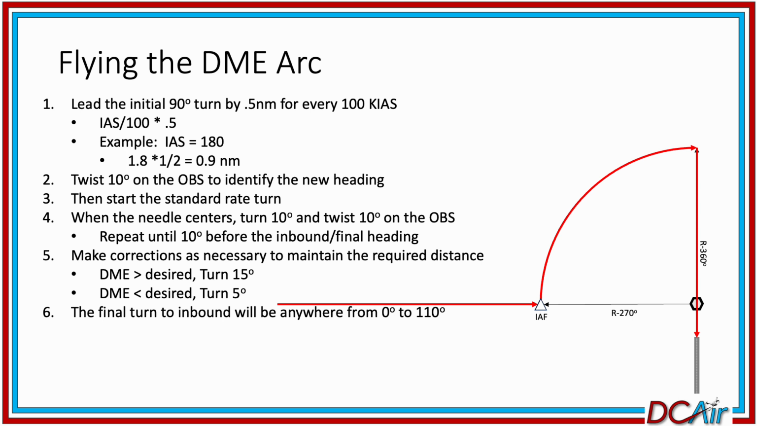If the distance on your DME is greater than what is desired, then turn 15 degrees to tighten the arc. If, on the other hand, the distance on your DME is less than what is desired, then only turn 5 degrees to expand the arc. Adjust this as necessary to maintain the desired radius. 7. The final turn to the inbound course can be anywhere from 0 degrees to 110 degrees, so prepare to twist the OBS to the inbound course.